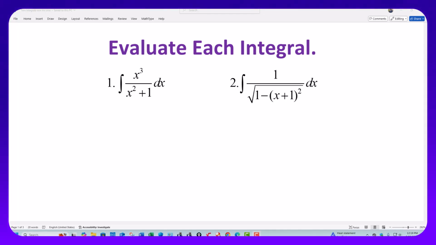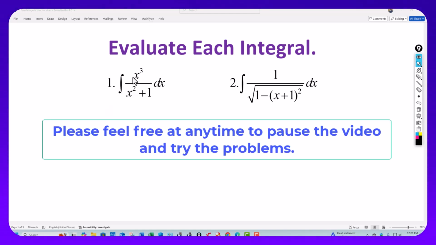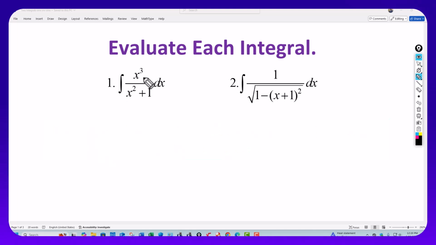In this video we have two integrals to evaluate. For the first one we have the integral of x to the third over x squared plus 1. Now this is a rational function for the integrand, but the degree of the numerator is larger than the degree of the denominator. So in this case, the better option is to use long division.